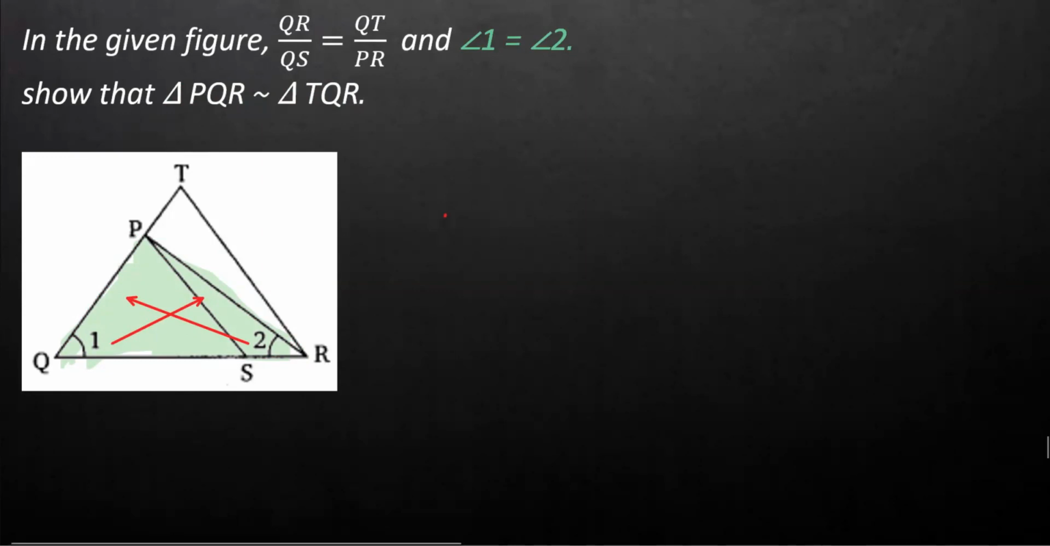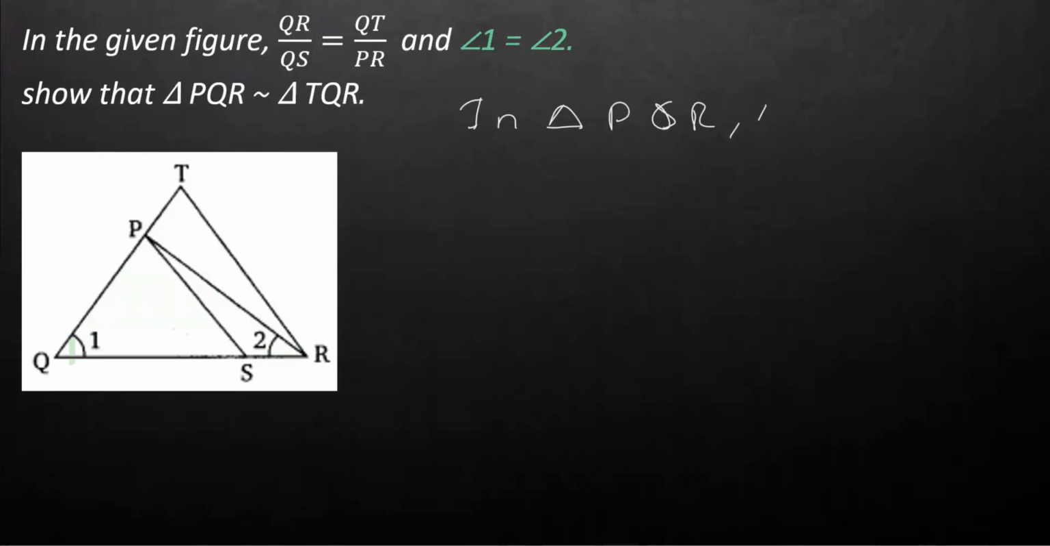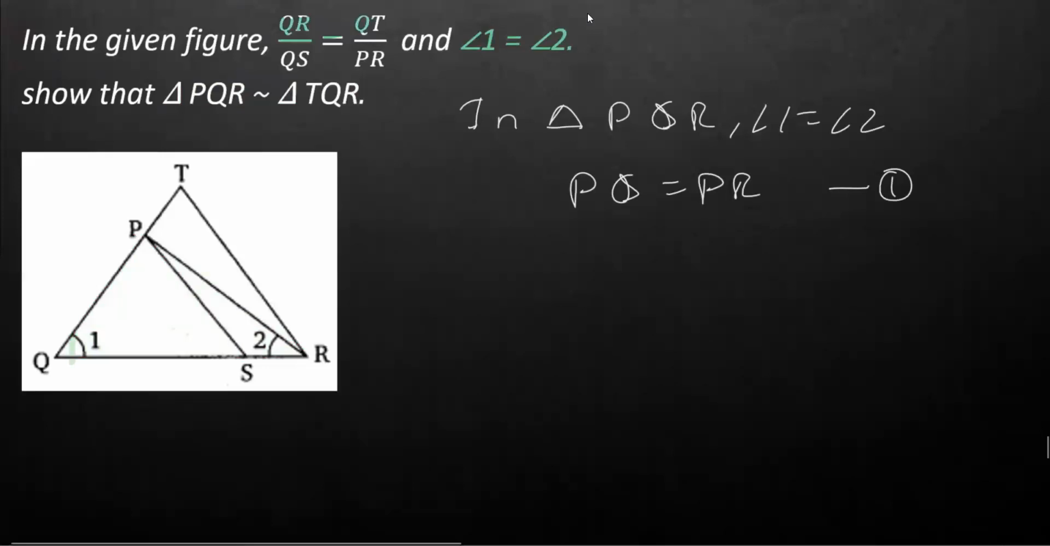We can first consider the triangles here. We have taken the triangle PQR. In this triangle PQR, we are given angle 1 is equal to angle 2. So therefore, by using the property, we can say that PQ is equal to PR, right? This is equation 1. The other information which is given to us is this.